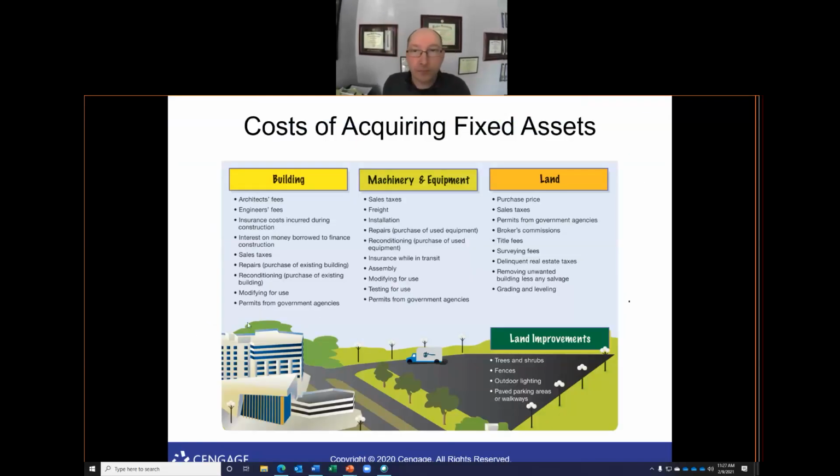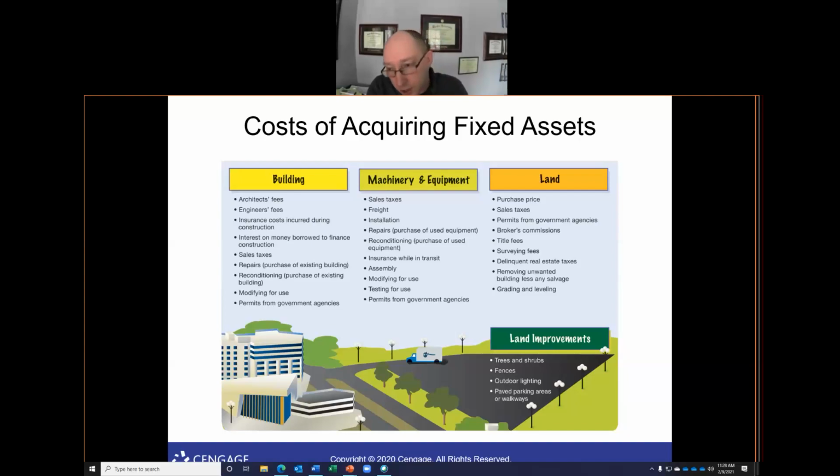A couple of costs are associated with the acquisition, meaning purchase, of fixed assets: property, plant, equipment, and land improvements. To purchase a building or to build a building, we have architectural fees, engineering fees, insurance costs, interest on borrowed money to finance the building, sales taxes, repairs, reconditioning, modification for use, and permitting. All of these things are required to construct a building or to purchase a building.